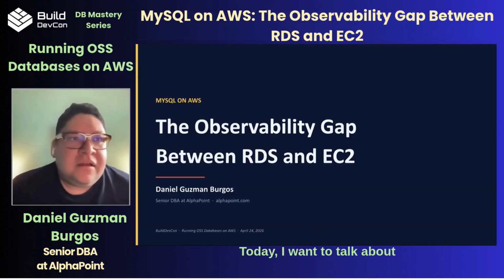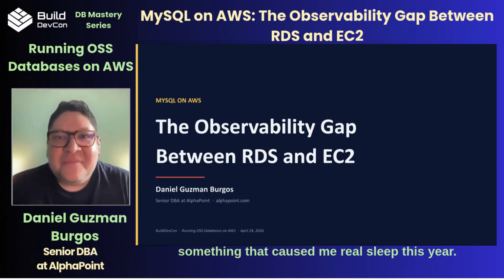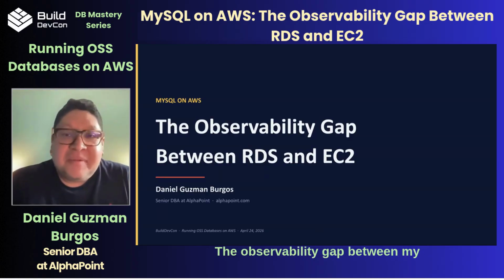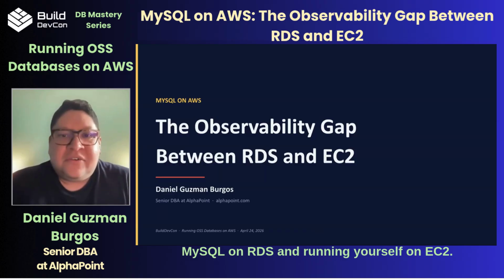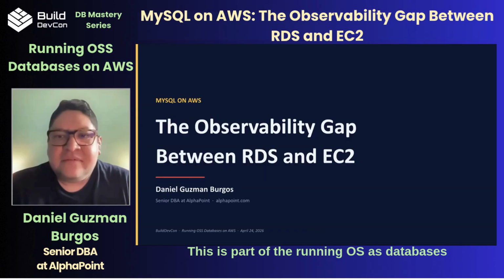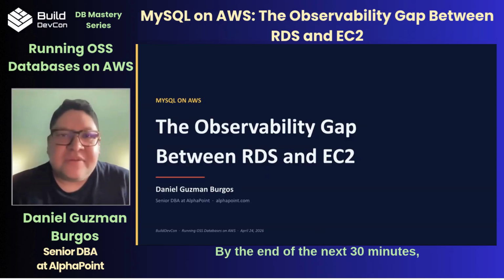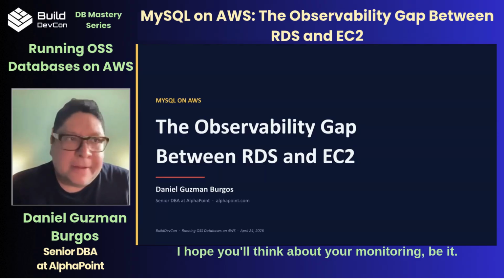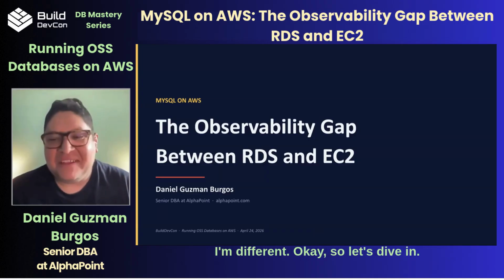Today I want to talk about something that cost me real sleep this year: the observability gap between MySQL on RDS and running it yourself on EC2. This is part of the Running Open Source Databases on AWS track. By the end of the next 30 minutes, I hope you'll think about your monitoring a little differently. Okay, so let's dive in.